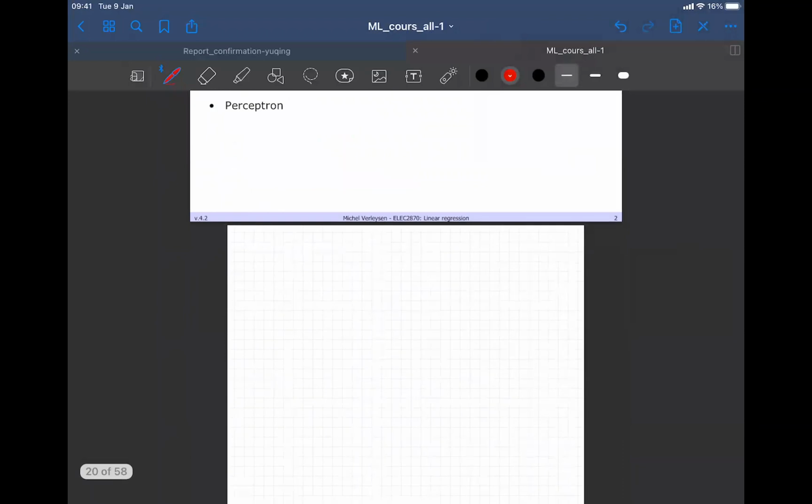So let me just introduce this. One second. So let's take the example from before. We have a composition. Let's say for now we just put some elements, and we want to predict the band gap from this.